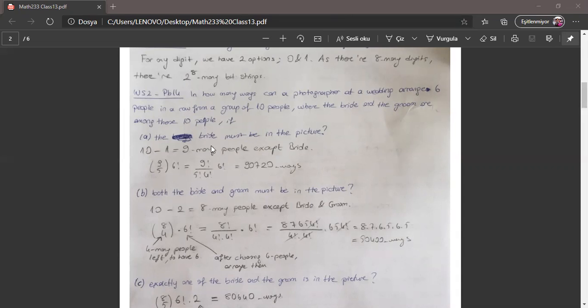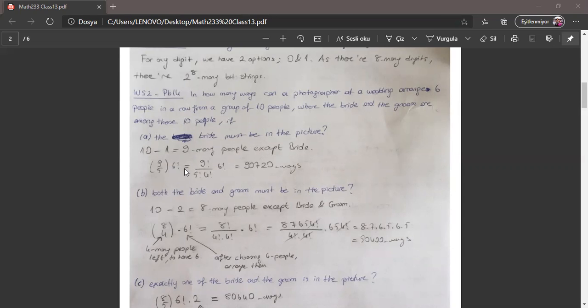But we have already the bride on one side, okay? So we need to pick 5 people among these 9 people, to get in total 6 people. We have the bride and the remaining people. The number of the remaining people is 5. So we need to choose 5 people among these 9 people. Hence we have this part.